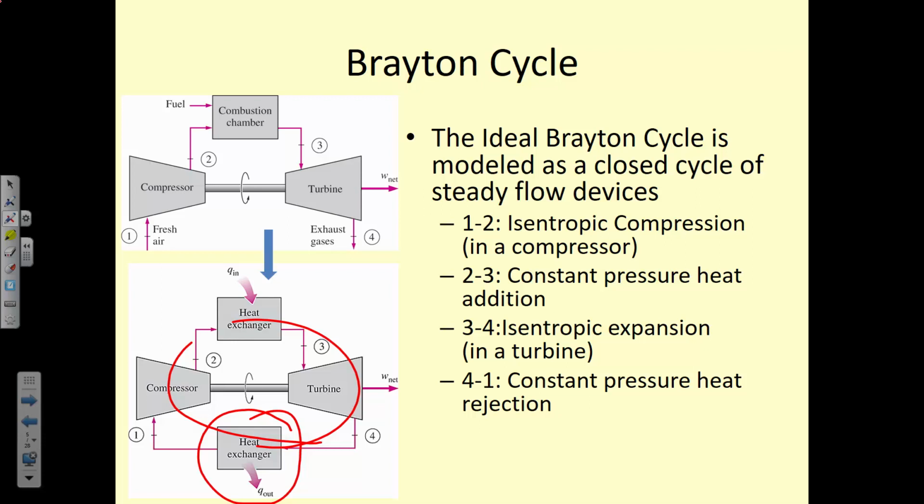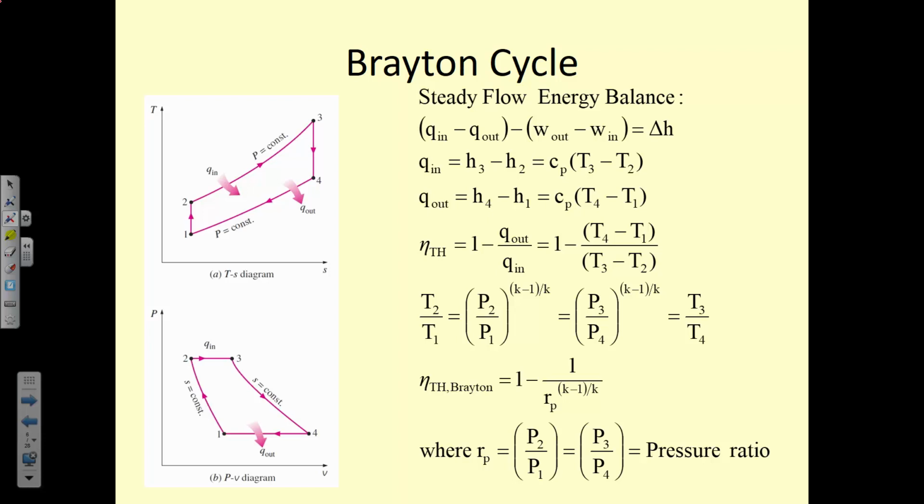So it's modeled as from state 1 to 2 isentropic compression, so it's an internally reversible process in the compressor. We're assuming that there's no heat loss in the compressor. Then state 2 to 3 is a constant pressure process, constant pressure heat in. 3 to 4 is an isentropic expansion, and then 4 to 1 is a constant pressure heat rejection. So if we look at the property diagrams for that, you can see that state 1 to 2 is isentropic, so this S value is constant.